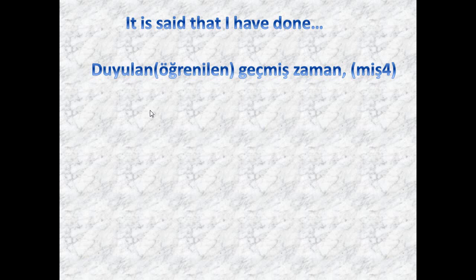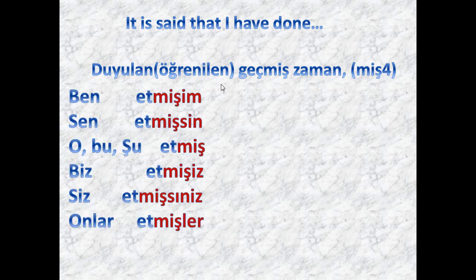And here we have the mish suffix. This mish suffix shows that it's a gossip. It may not be true because it is heard. That's why they call it duyulan. It means something that is heard, or öğrenilen, or something that is learned from somewhere. You haven't witnessed that. Here is this weird word.